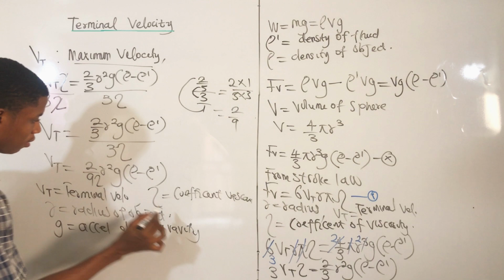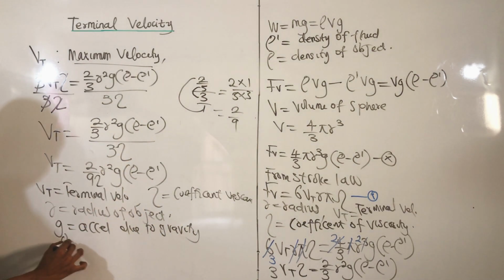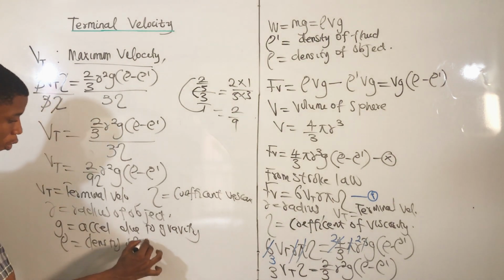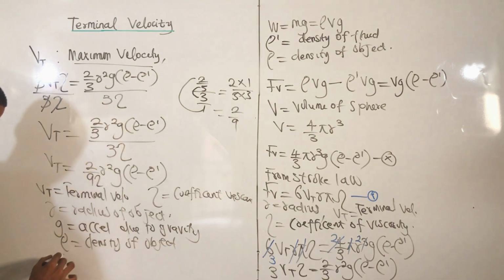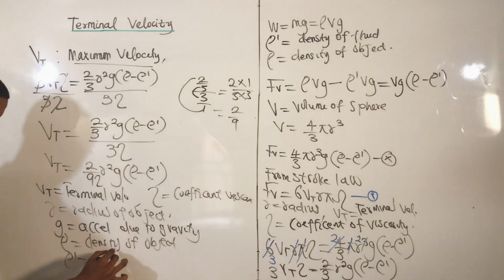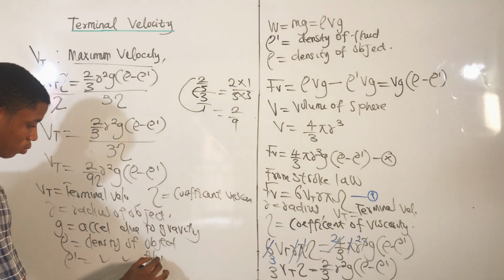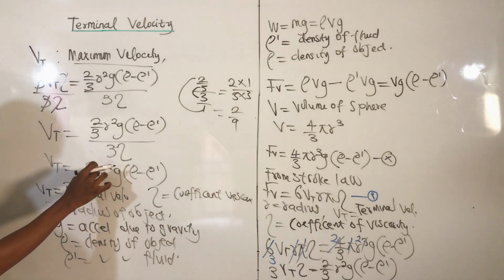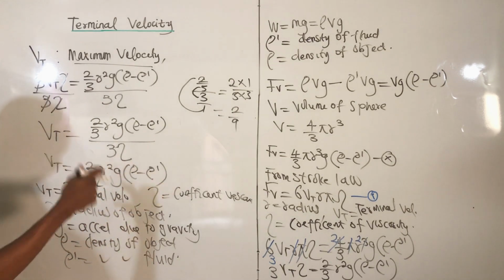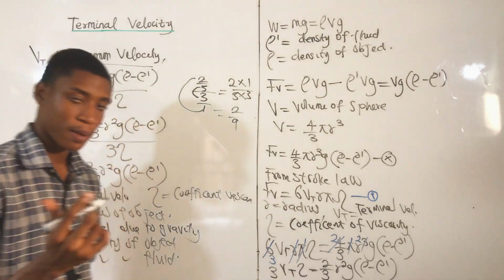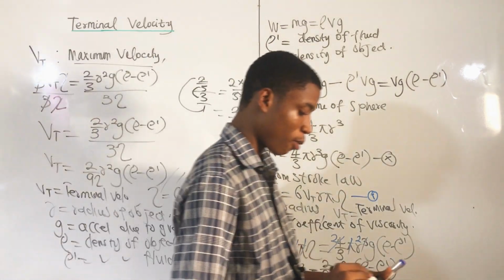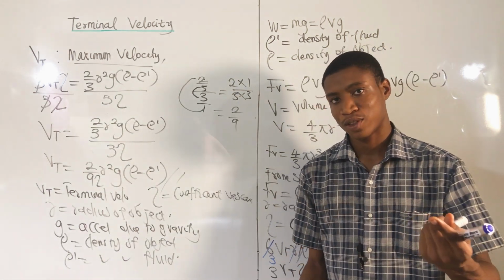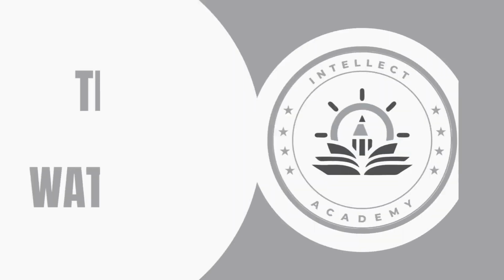Then what do we have here again? Rho is the density of the object, and rho prime is the density of the fluid. So this is 2 over 9 coefficient of viscosity r square g bracket rho minus rho prime. So please, this is the formula for terminal velocity. Now let's solve some sample problems, of course.